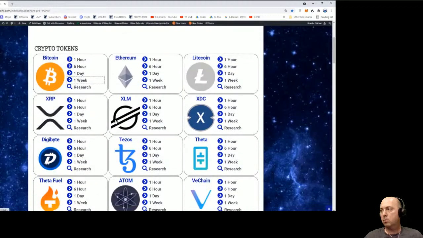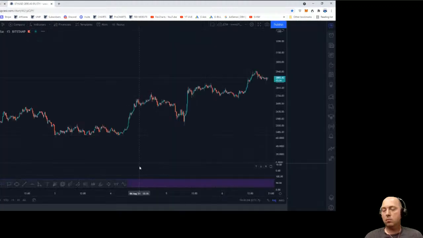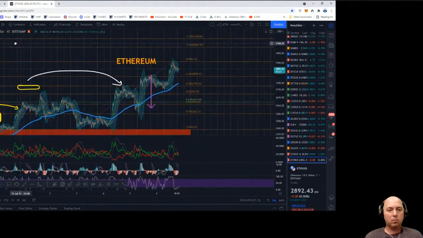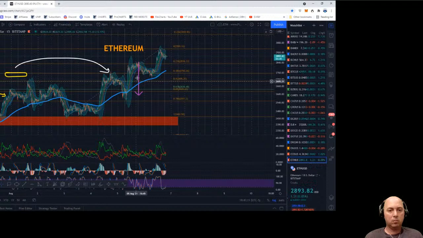All right, so let's go ahead. Let's take a look at Ethereum here real quick too. I want to do Doge also, and then I think we can kind of call it quits for today. So Ethereum's looking really good. Now, here's a good example.